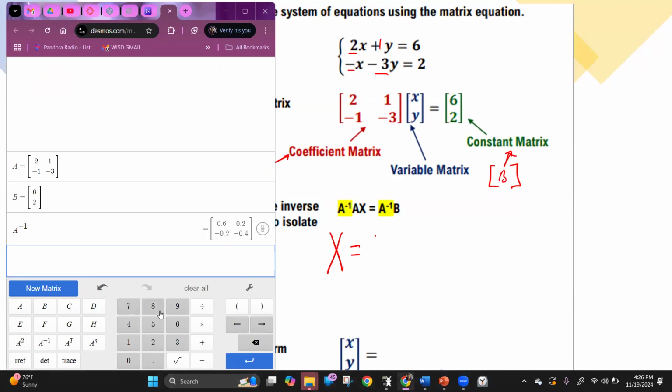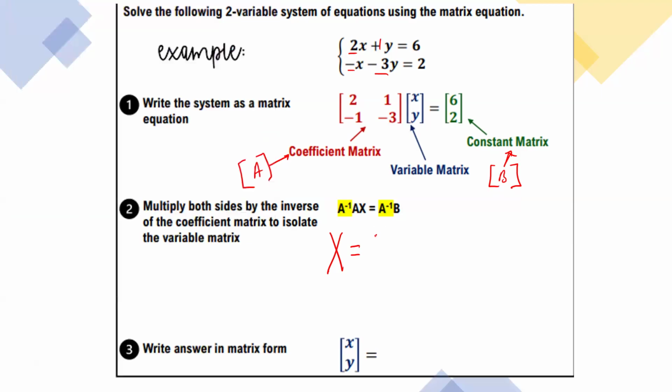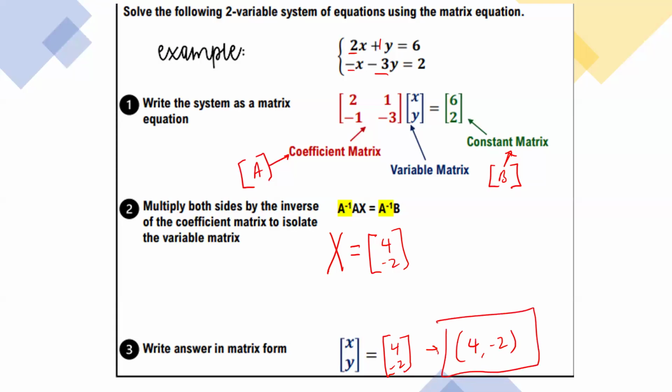Right? So we're going to type it again. We have A inverse times our B. And bam, our answer is 4, -2. So the output here is the matrix 4, -2, which means that X, Y is 4, -2, which means that our solution to our system is 4, -2. And that's how you use inverse to solve the matrix.